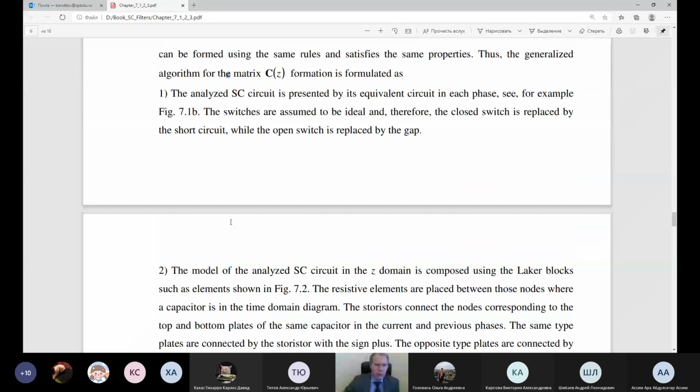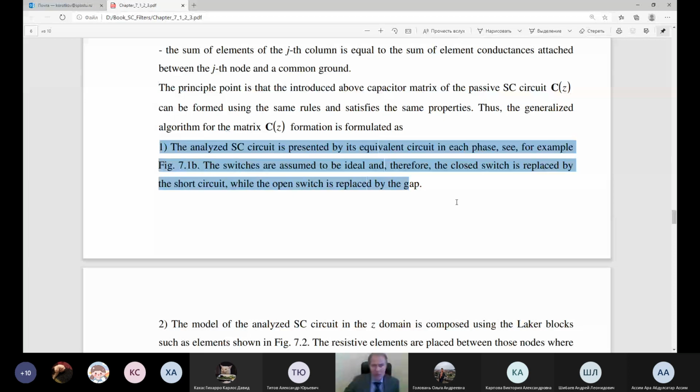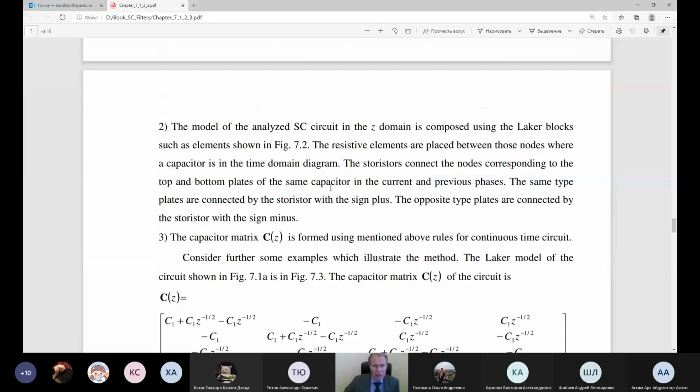Of course, you will see some details in the text, but it is some rule for how to prepare the equivalent presentation of the circuit. But you see, the general approach is the same as before. Once again, firstly, it is necessary to prepare the presentation of the circuit in the time domain on the first phase and on the second phase.